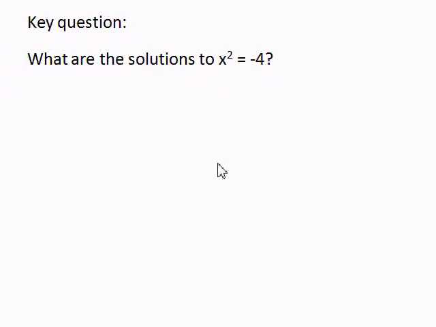Another key question is, what are the solutions to x squared equal to negative 4? Now this one's just slightly different from the previous equation. But in what way? In the previous equation we solved, we got x squared equal to positive 4, and we found out there were 2 solutions. For this one, you're trying to find the values of x that will make x squared, or the number squared, equal to negative 4. So what number can you square to equal negative 4?